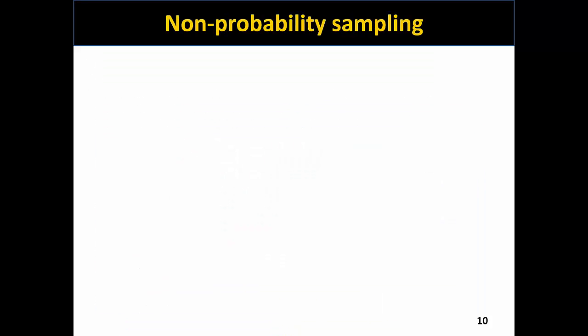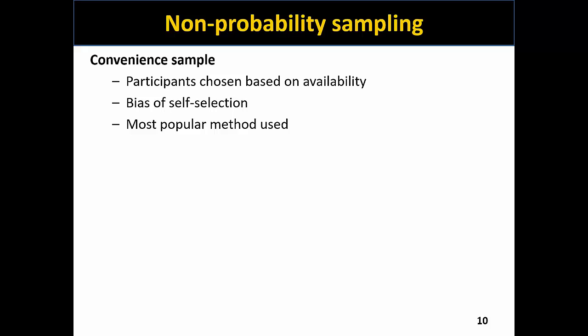The final type of sampling we'll address here is what's called non-probability sampling, and is one of the most common ways when dealing with human research participants. The first type is very commonly used and is a valid technique, and that's referred to as a convenience sample. So this is obtaining a sample of research participants that is convenient to the researchers. And participants are based on availability. This does carry the bias of self-selection, but is one of the most popular methods that is used.